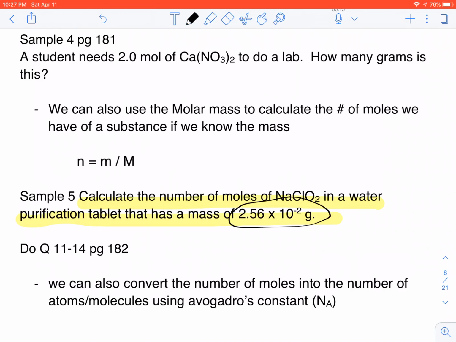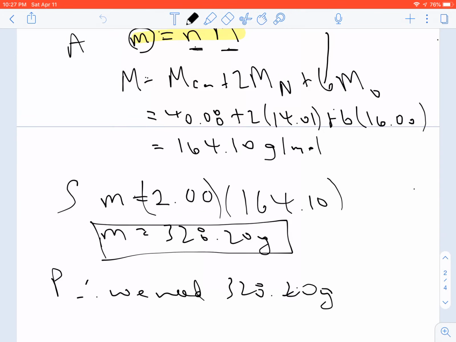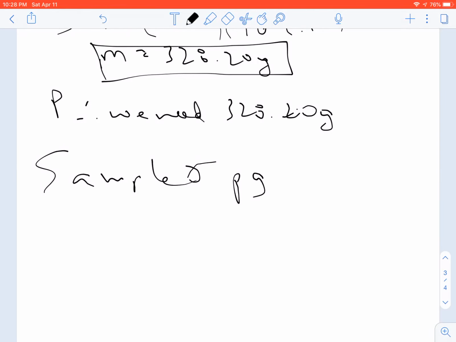Okay, how many moles? So let's go back and let's work on sample 5 here. I feel like I'm learning how to write here. My writing is so messy on this iPad. Okay, so sample problem 5 on page 182.